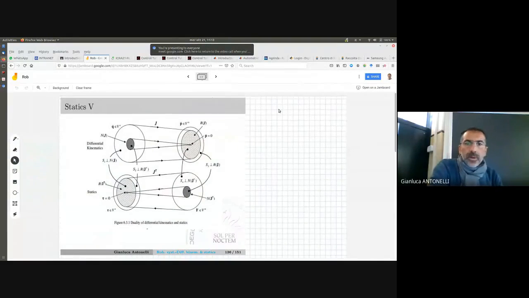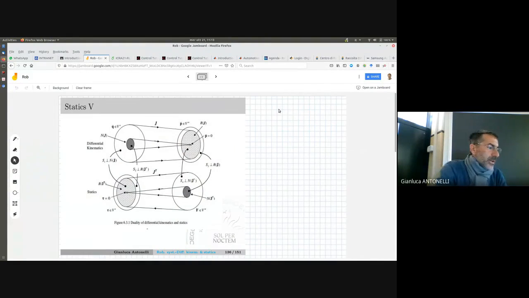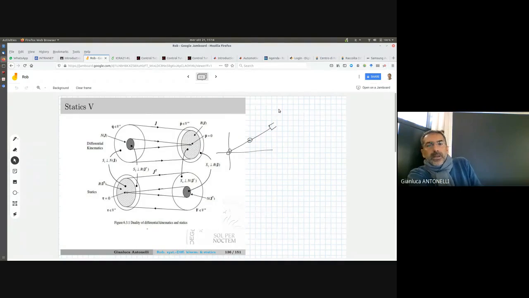Okay, let me come back to this slide in order to try to show, with an example, the situation. The example will concern a planar two-link robot in a singular configuration. Now, in this configuration, it's easy to visualize the image of the Jacobian.